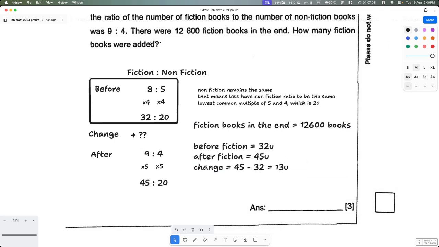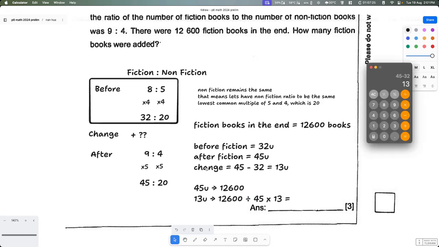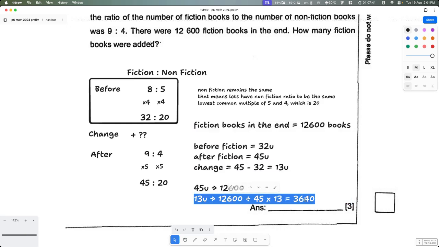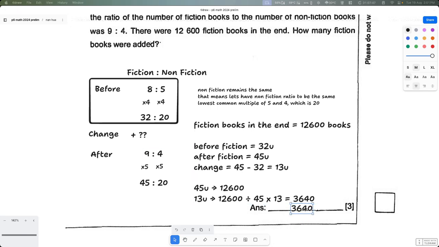So 45 units is equal to 12,600. Then we want to know 13 units, which is equal to 12,600 divided by 45 times 13. This will give us 3,640. So that's your answer, 3,640. Okay, there you go. All right, that's it. Let's move on to the next question.